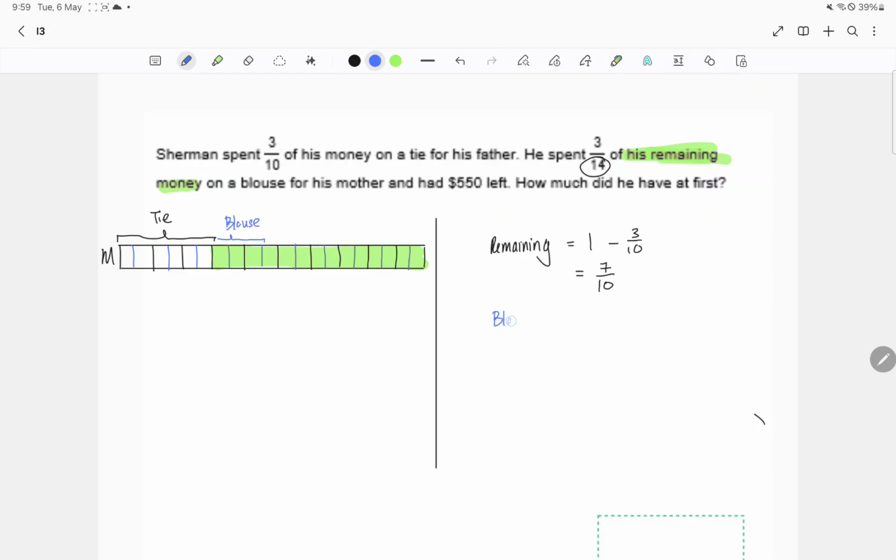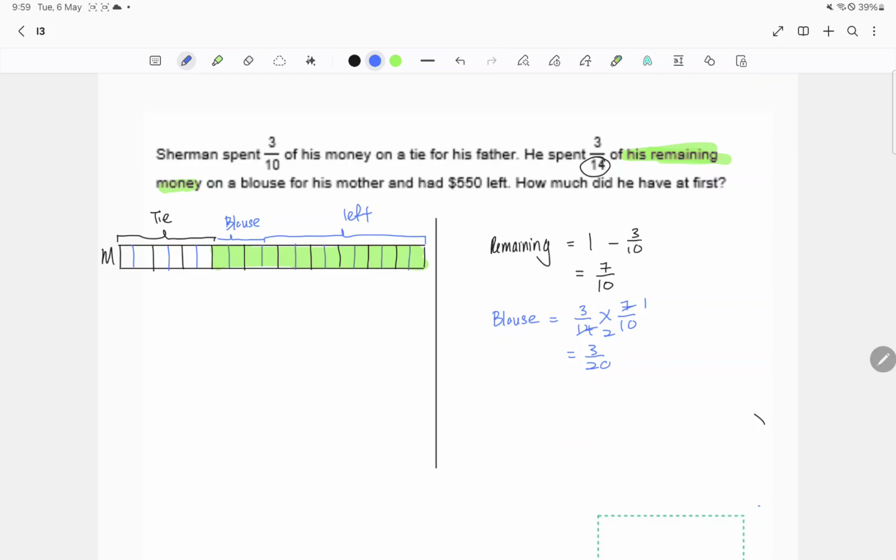So what we can list here, to find the blouse, is 3/14 of the remainder. This is the remainder, so it's 3/14 of this remainder, which is 3 out of 20. As you can see, the total number of units is 20. 3 out of the 20 is being spent on the blouse. So where's the amount of money left? Using a model will be very easy to identify that. That will be this part here, where you have 14, 11.